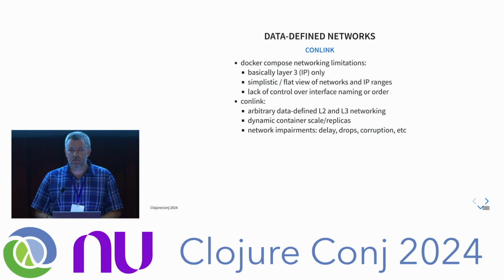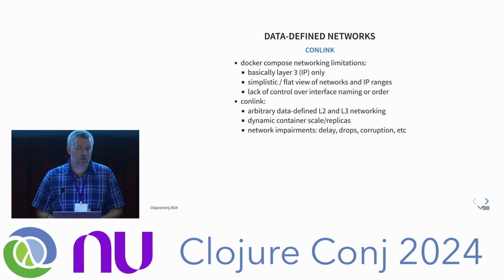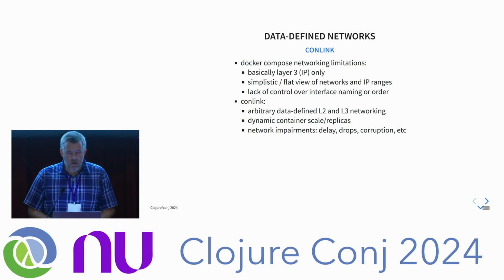It allows you to define arbitrary layer 2 and layer 3 networking, routers, switches, bridges, the different broadcast domains and all that at the granularity you need. It has better support for dynamic containers. Docker Compose does have a scale capability to set multiple replicas of services, and Conlink has better support for that when you want to use it with user-defined IPs and MAC addresses. And one of the really important things that Conlink enables is an easy way to do network impairments. So you can easily add to any part of the system packet drops, latency delays, data corruption, packet reordering, that kind of thing.